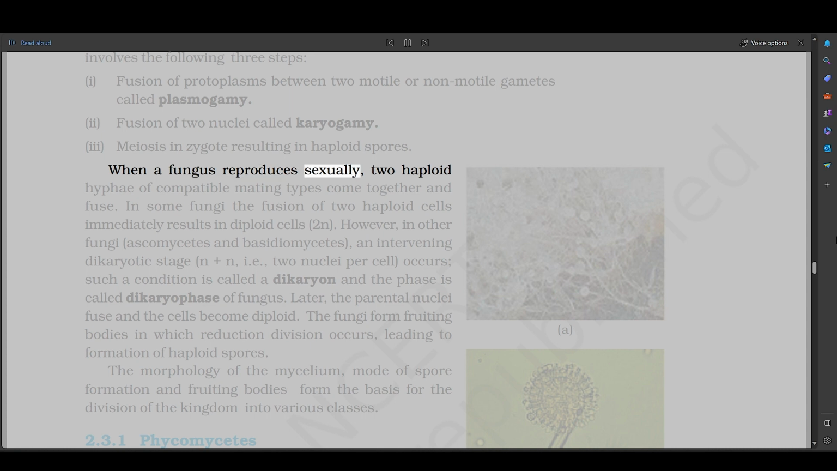When a fungus reproduces sexually, two haploid hyphae of compatible mating types come together and fuse. In some fungi, the fusion of two haploid cells immediately results in diploid cells, 2n. However, in other fungi, Ascomycetes and Basidiomycetes, an intervening dikaryotic stage, n plus n, i.e., two nuclei per cell, occurs. Such a condition is called a dikaryon and the phase is called dikaryophase of fungus. Later, the parental nuclei fuse and the cells become diploid. The fungi form fruiting bodies in which reduction division occurs, leading to formation of haploid spores. The morphology of the mycelium, mode of spore formation and fruiting bodies form the basis for the division of the kingdom into various classes.